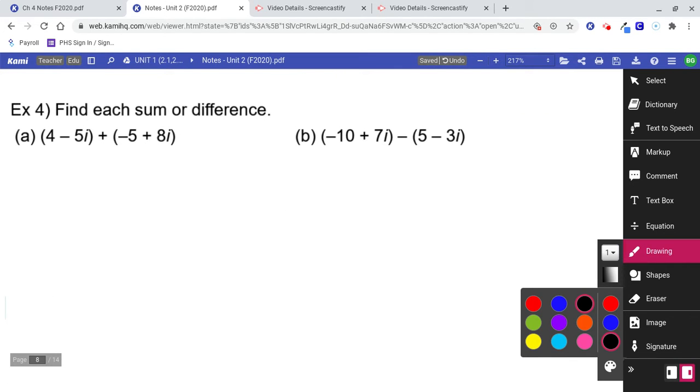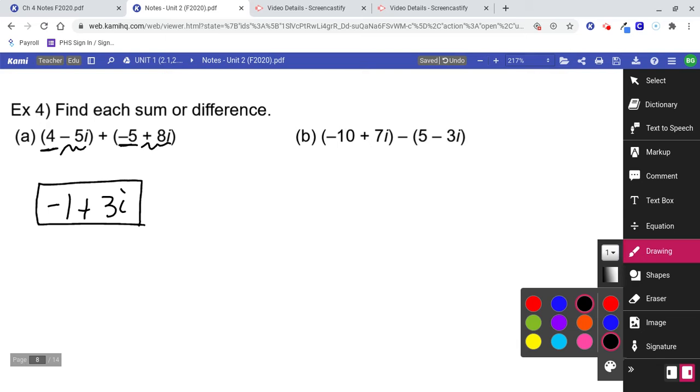Number 4, find each sum or difference. Most of the time you can just look at it and say 4 plus negative 5 is negative 1, and negative 5i plus 8i is 3i. That's it. Negative 1 plus 3i. That's the answer. That's the complex number.